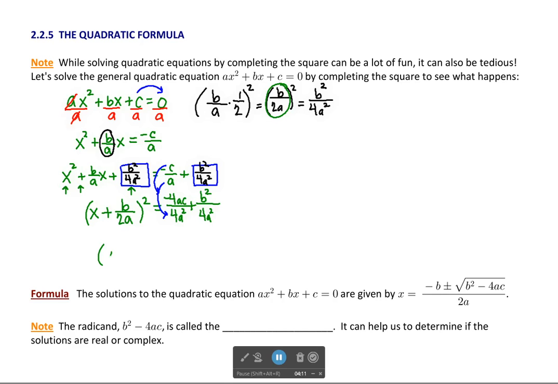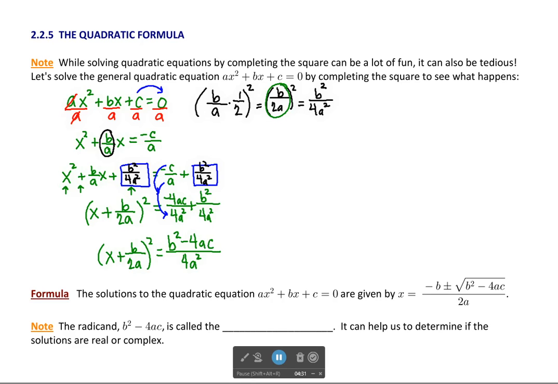So at this point, we have x plus b over 2a quantity squared equals, we can make this one fraction with the common denominator of 4a squared, and then I'm going to lead with the positive term, b squared minus 4ac, to make it readable.